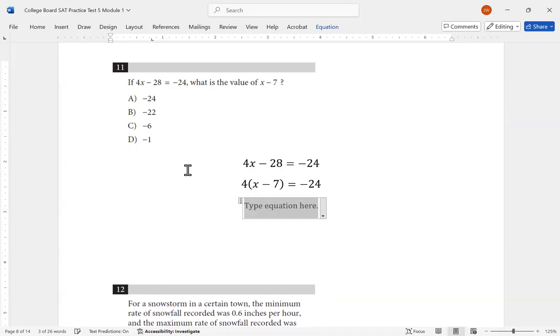And then dividing both sides by 4, we end up with x minus 7 on the left-hand side is equal to -6 on the right-hand side. So the answer to question 11 is C. -6 is the value of x minus 7. Now you could have also solved for x here and then plugged in the x and then subtracted 7, and you would have also got a -6. But again, this is a little bit quicker if you realize that factoring out a 4 gives you the quantity x minus 7 in parentheses.